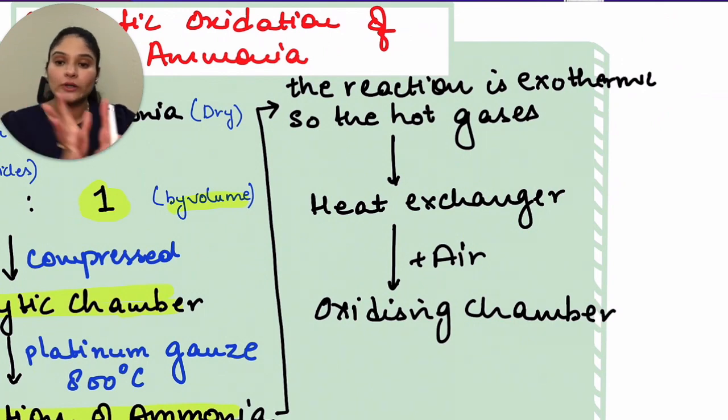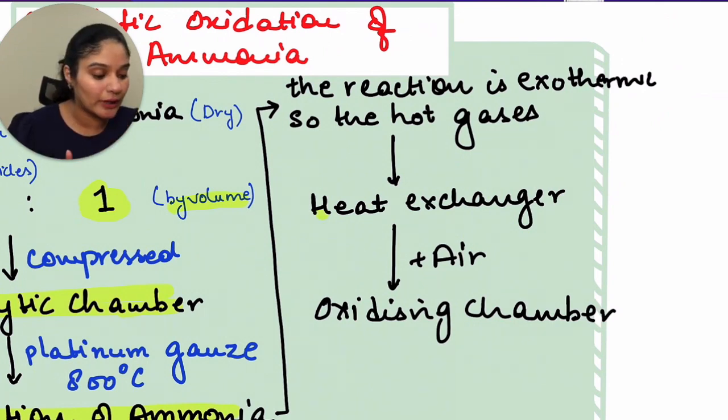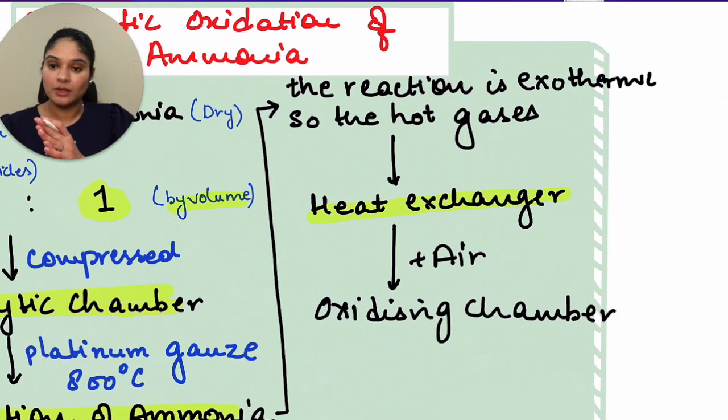So you move it to a cooling chamber which is known as heat exchanger. After heat exchanger, you add more air to it and move it to the oxidizing chamber.